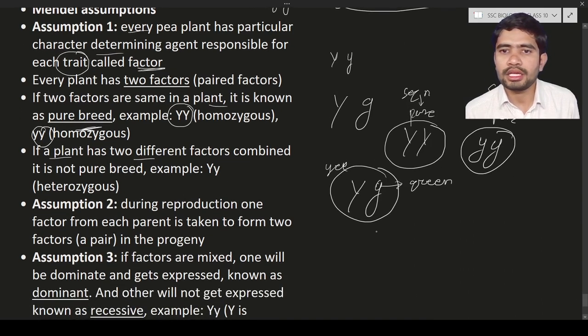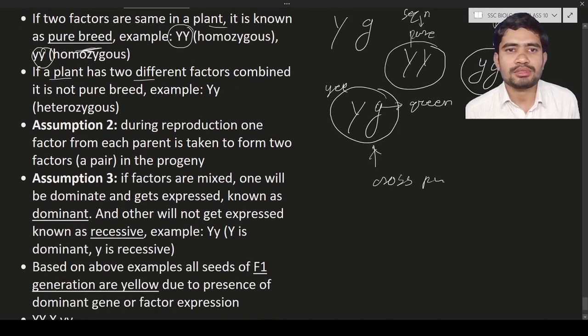So how will this be obtained? They will be obtained by cross pollination. If cross pollination is available, in this case such kind of genes will be formed. So next is assumption 2.